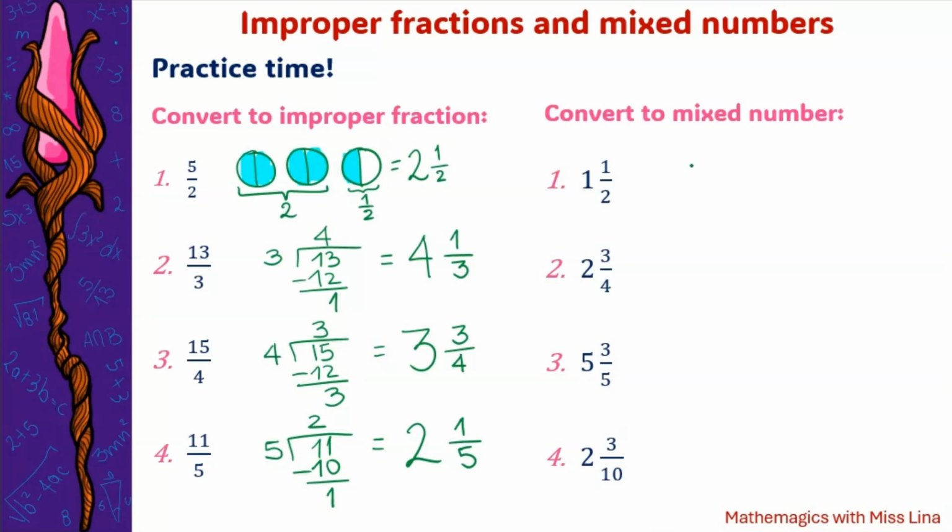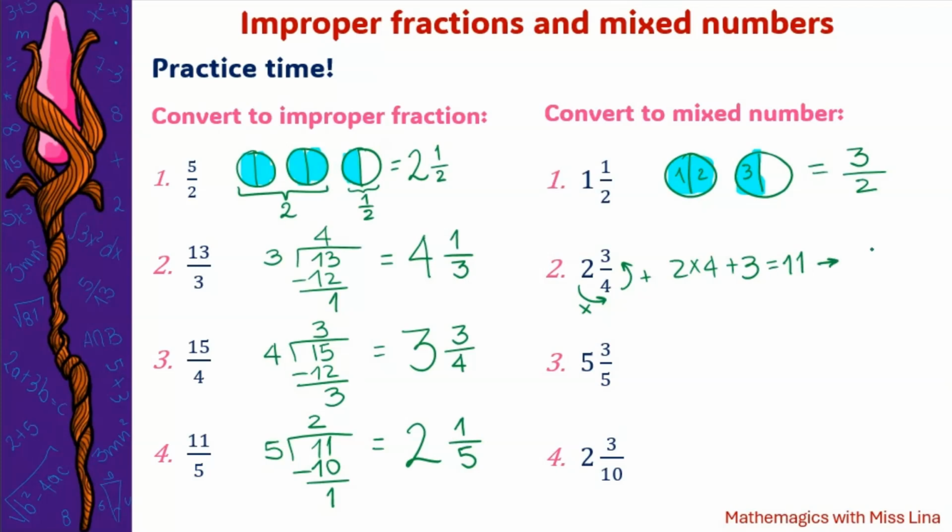Now let's go with these ones. I'm going to do the representation for the first one. 1 whole and 1/2. So if we count, we get 1, 2, and 3. 3 halves. For these ones, I'm going to do the multiplication and addition. 2 times 4, and then plus 3. 2 times 4 is 8, plus 3 is 11. Then the result is 11 quarters.